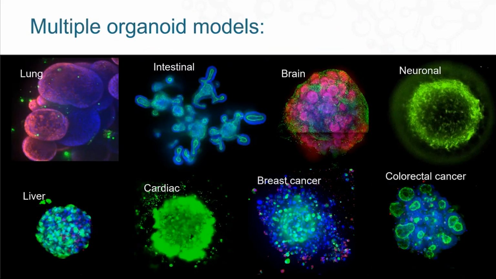There are multiple organoid models which we and others have dealt with. For example, lung organoids, intestinal organoids, brain organoids, liver spheroids, and also some complex structures which have functional activity like neurospheroids or cardiac organoids, also organoids representing diseases like breast cancer or colorectal cancer.